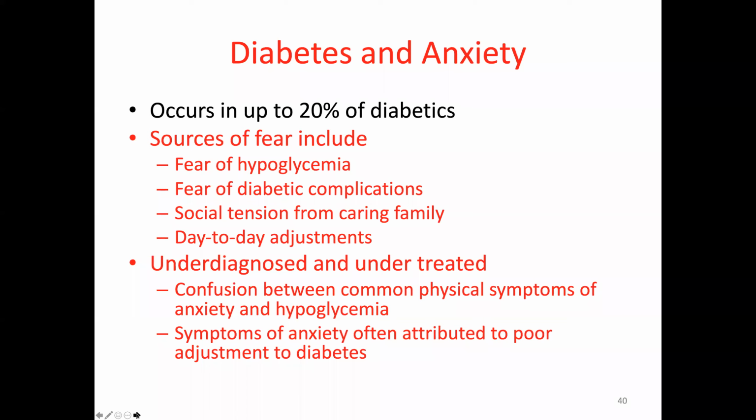Sometimes the family creates a lot of tensions. One of the reasons for that is they sometimes are trying to take care of them, but it can put unusual and unrealistic social tension there. And then again, every day is a new challenge for these diabetics. Trying to figure out exactly what's going to happen, each day these new fears come up and so forth.